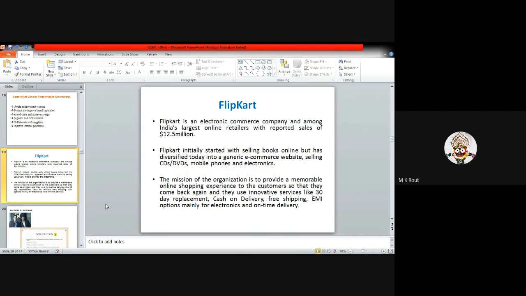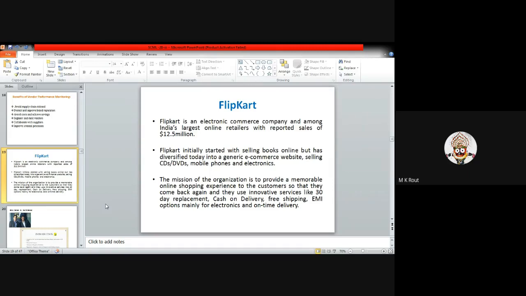And most of these people belong to IIT, and they started their careers at Amazon, but later they started their own e-commerce website. Initially they started selling books online, but diversified today into a generic e-commerce website, selling CDs, DVDs, mobile phones, electronics, and an infinite number of things nowadays. The next part is the mission of the organization, which is to provide a memorable online shopping experience to the customers so that they come back again, and they use innovative services like 30-day replacement.